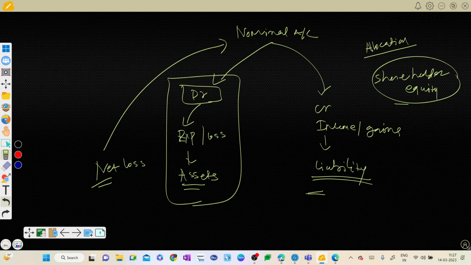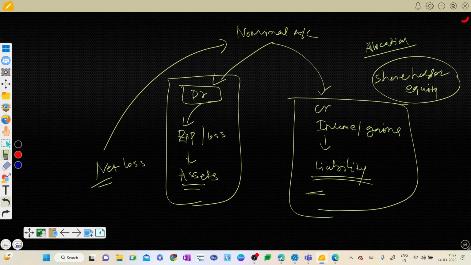Anyways, here we have decided to debit that from the shareholders' equity, because we have a loss, and a loss we always deduct, right?